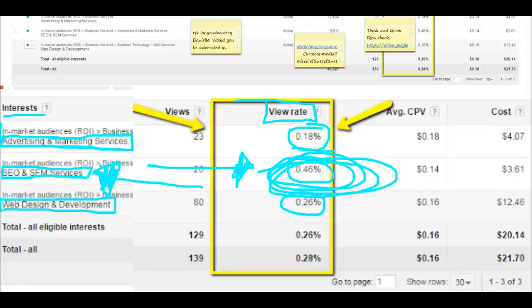So what that tells me immediately is that this specific audience works much better than my other audiences that I'm advertising on, for whatever reason. Now, they seem very similar: advertising and marketing services, web design, web development, SEO, and SEM services. They seem very similar, but one performs twice as good as the others.